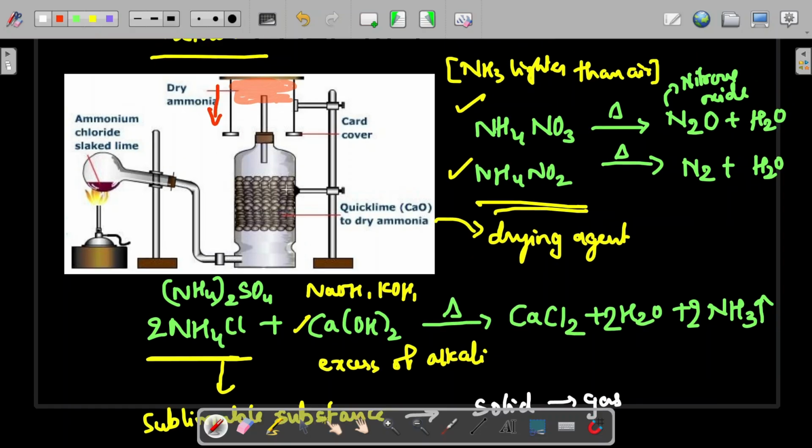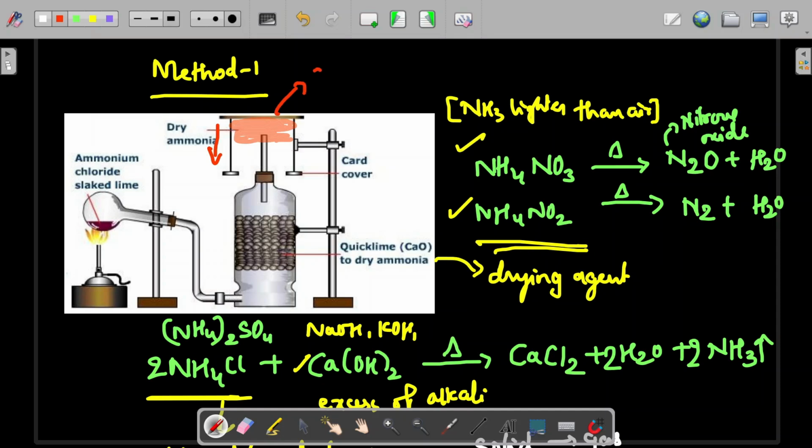Therefore, the method of collection here, we call it downward displacement. Many of you have confusion about which is upward and which is downward, so if you understand the reason, then you will be able to remember it. Ammonia is lighter, so you can't collect it by pushing the air up. You have to push the air down only. You have to collect it by keeping the jar inverted. Whereas HCl is heavier, so that will settle down and push the air up. Therefore, upward displacement for HCl.